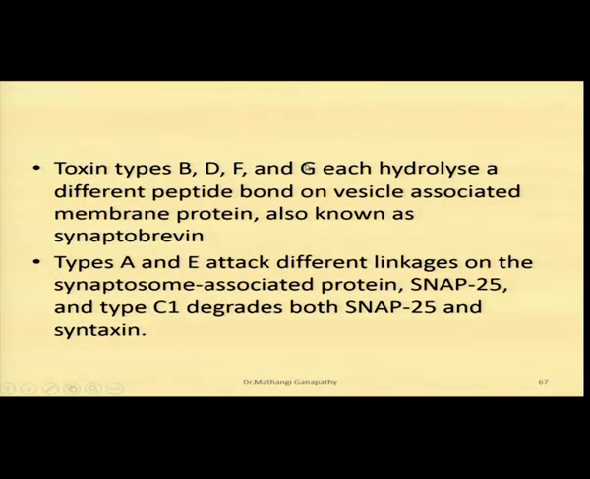Even though we call them botulinum toxin type A, B, D, F, G, etc., and all of them get bound to the receptor, the type of peptide cleavage and hydrolysis which happens depends upon which type of toxin we are talking about. So you have the breakage of different peptide bonds in synaptobrevin with B, D, F and G. In the case of type A, the synaptosome associated protein SNAP25 is the one which is attacked. And if it is type C1, both SNAP25 and syntaxin are degraded.